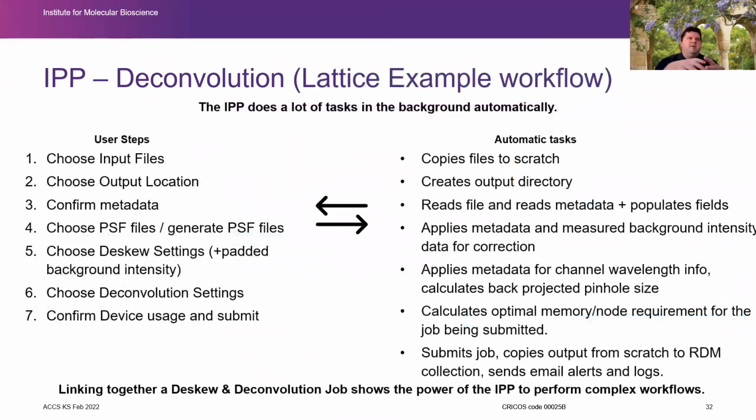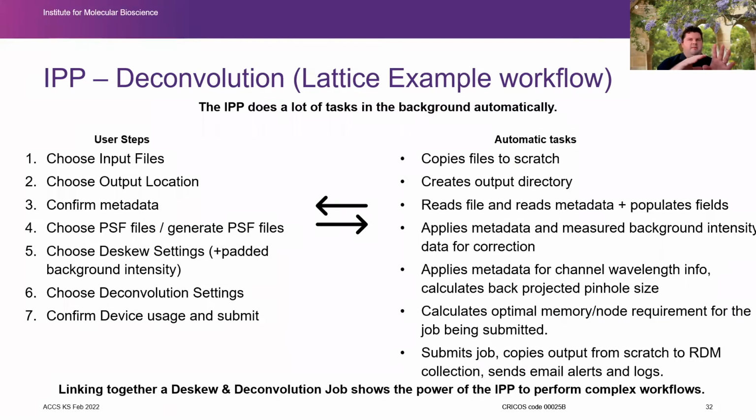Before I jump into the demo, I'm just going to cover one of the topics that we can do, which is really the driving force behind this. So processing Lattice Light-sheet data sets from the output into de-skewing them and deconvolving them. So what the portal does is it does a lot of things in the background automatically, so the user doesn't have to think about it. So I've listed the automatic stuff on the right and the user required steps on the left.